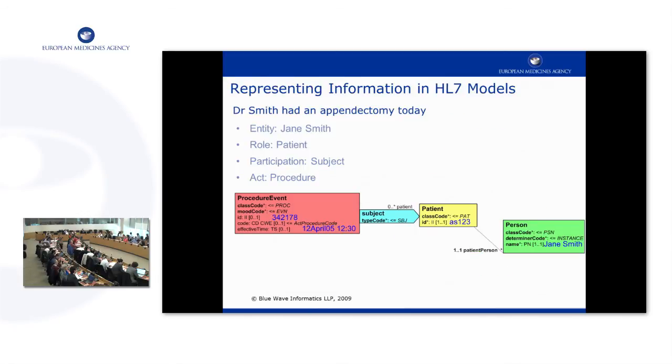So using a relatively simple example, Dr. Smith had an appendectomy today. There's an entity called Jane Smith. Starting on the right-hand side, there's a person who has some attributes, a person name, so there's a data type for person name, Jane Smith, playing the role of a patient who is the subject of a procedure event. And that has an ID and a code, which is probably for the appendectomy. There's probably some coding system used. So from looking at the model, you have all these things related together.